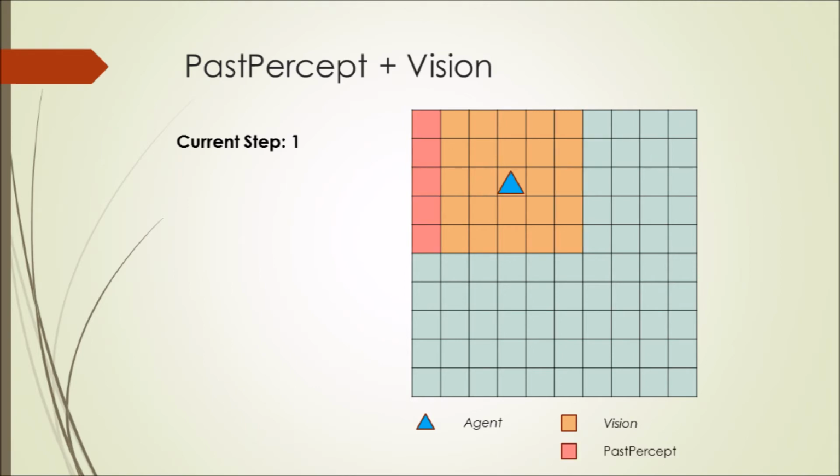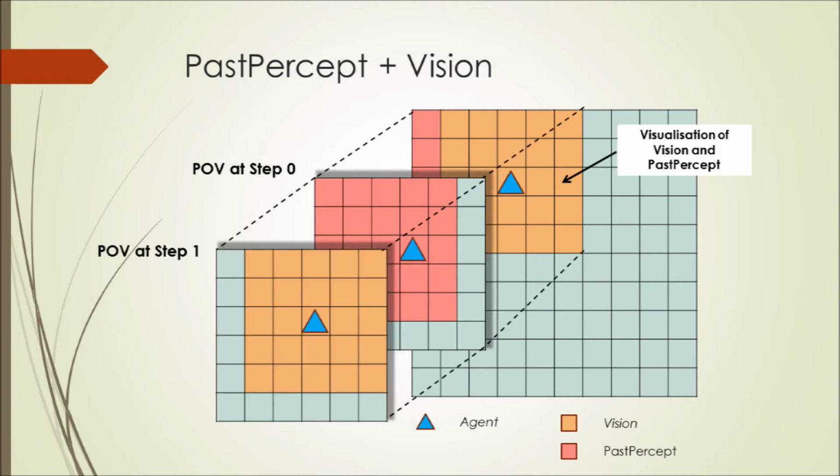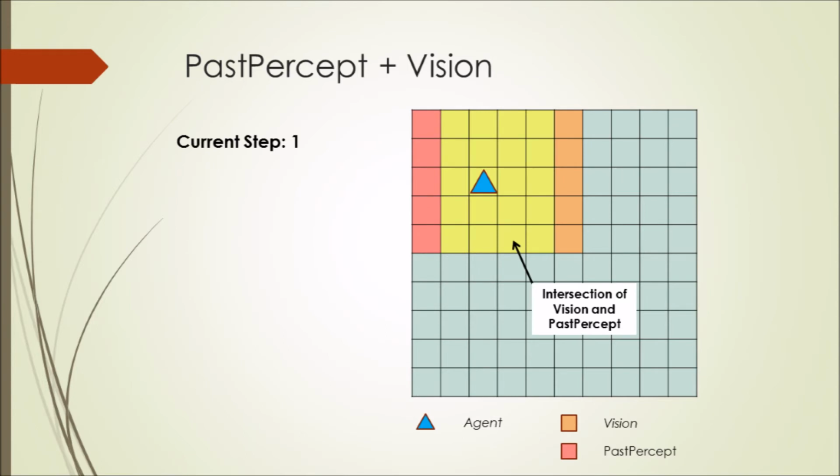At step 1, the agent has already moved to the right. The red area marks the past percept, which is the area that the agent has been to previously. This area is stored into the agent's memory. The different layers you see now show the different points of view of the agent at step 0 and at step 1 to illustrate how the red and orange areas are being marked out. After that, we mark the intersection of the two areas in green. This intersection will be used later to calculate our boundary values for the decay timer.